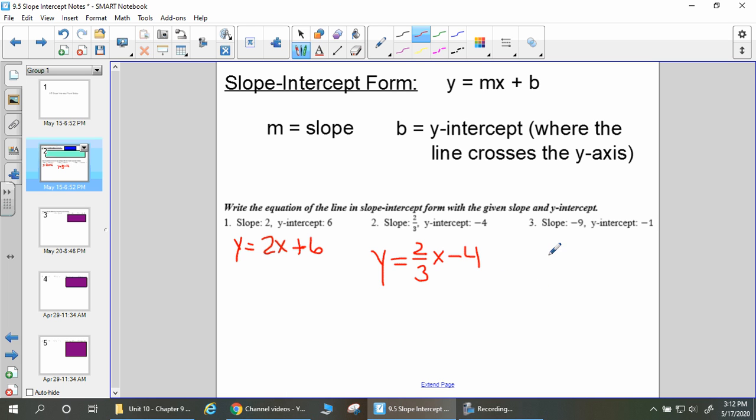Last one, slope of -9, y-intercept of -1. So y equals -9x minus 1. And so again, that's all we need to do, put the numbers in.